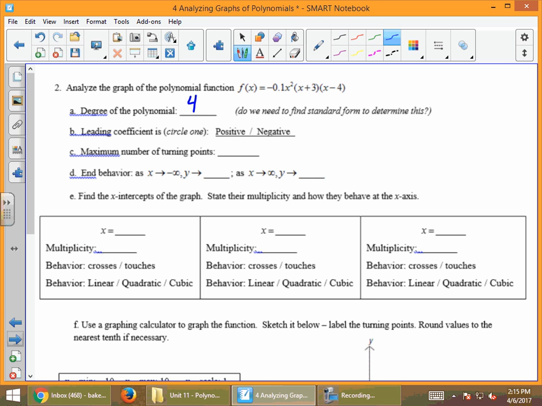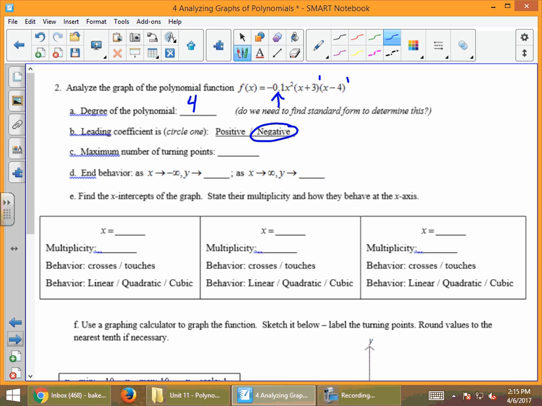Yeah. Very good. When it's in this factored form, we know it's in factored form because there's parentheses. You just add up all the powers. And if there's nothing on the outside, it's just 1. Just as Josh said, 2 plus 1 plus 1 is 4. Is the leading coefficient positive or negative? Yeah, negative. The number out in front is negative 0.1. It's negative. That's your leading coefficient. Whatever the number out in front is, or the sign right out in front.